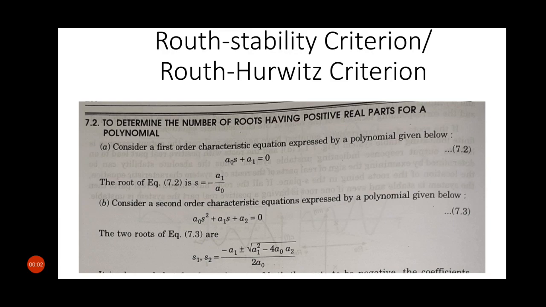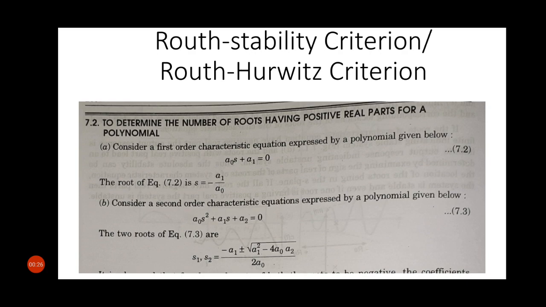Hello students, in this lecture I will discuss the Routh stability criteria. Basically, we will discuss how to find the stability of a system by using the Routh stability criteria. Okay, so let's start our discussion.